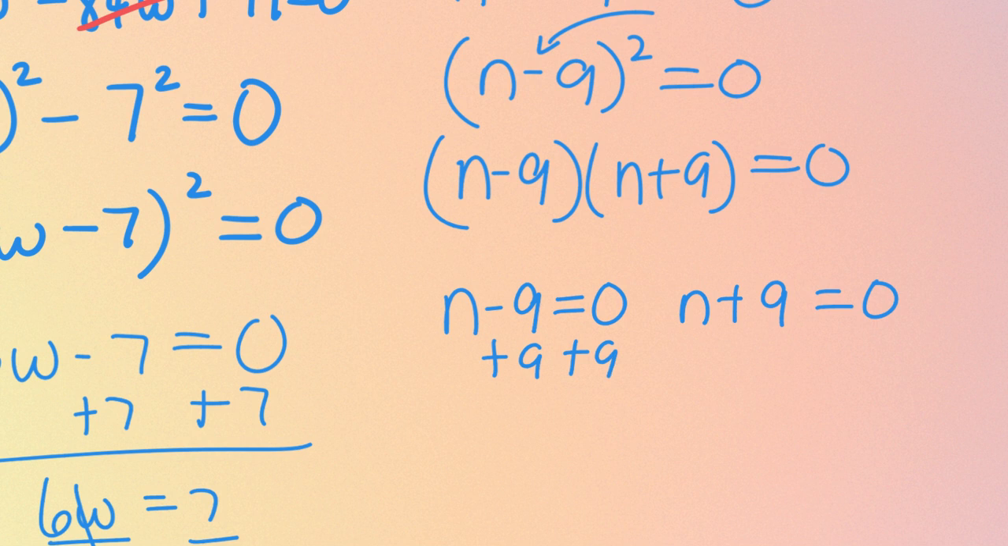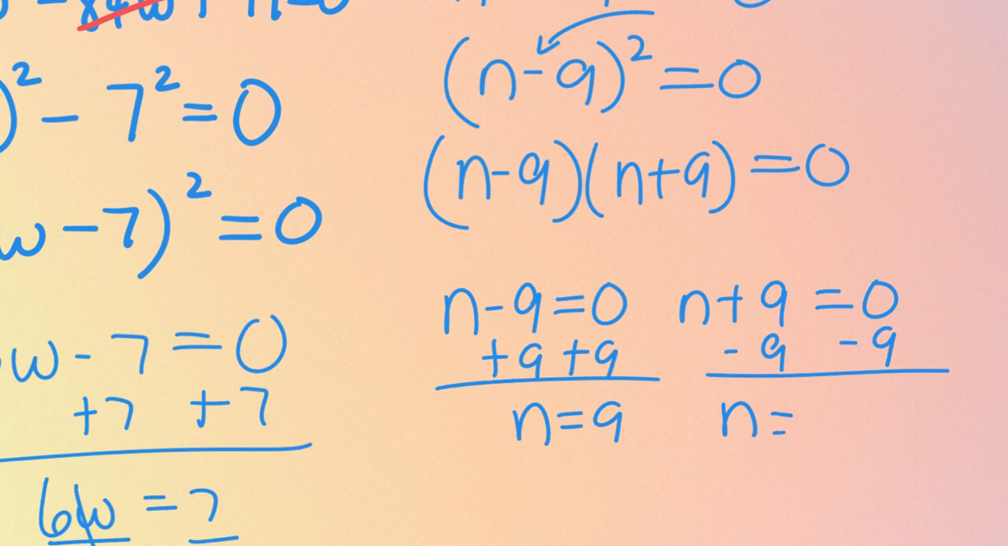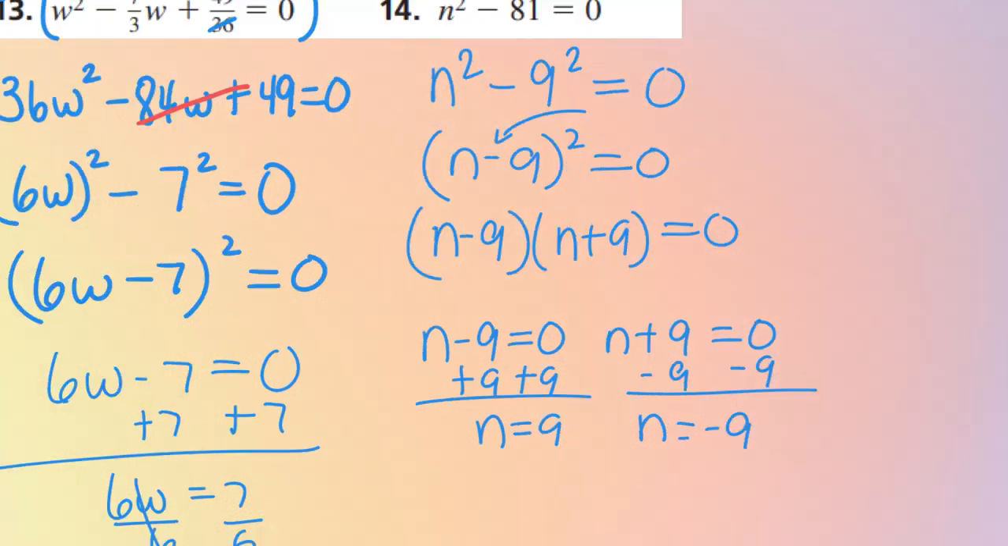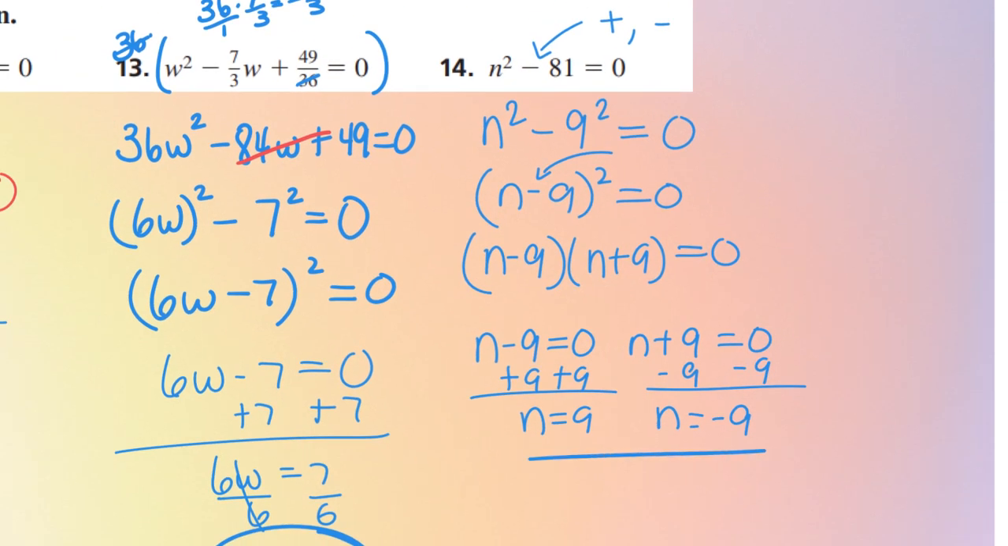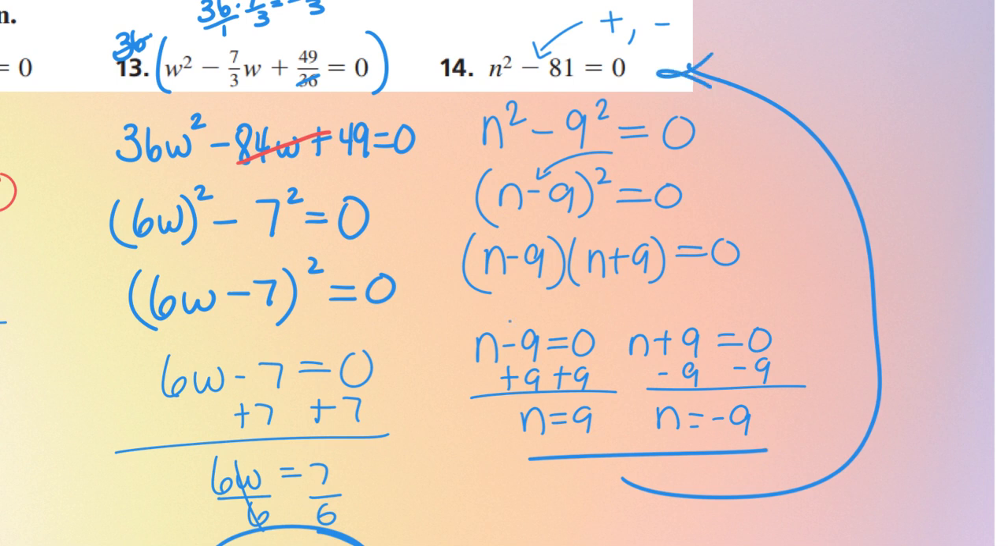Add 9 to both sides. I have n equals 9. Subtract 9 from both sides. I have n equals negative 9. So I go back to the rule that I'm going to have a positive and a negative in this instance. But I already did it based on what? My factoring out.